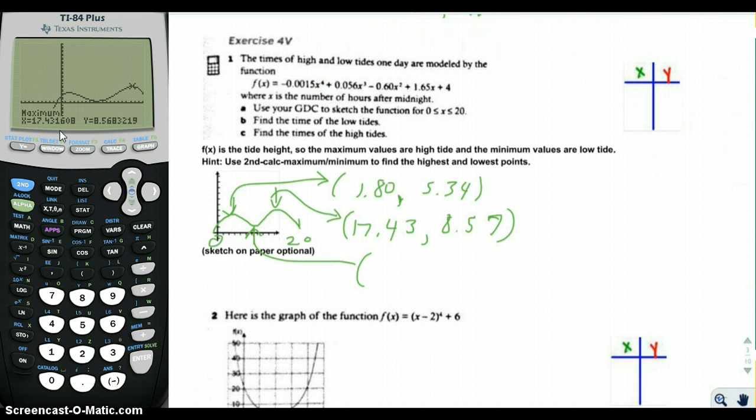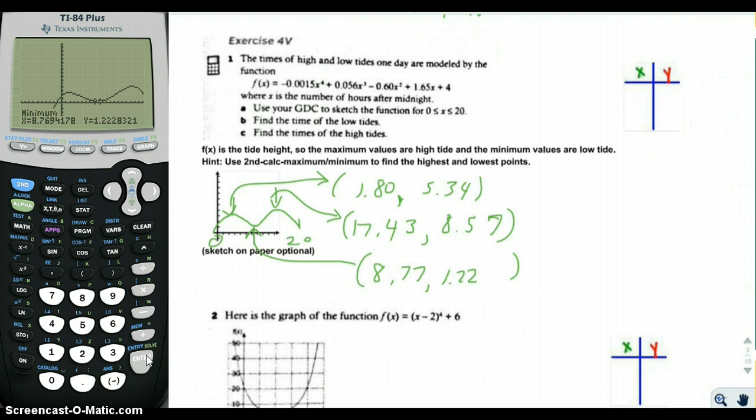The low tide points, let's see, let's find that one. We'll go second calc, minimum, and then we'll go to the left bound. Hit enter, and then go a little bit to the right. And we'll hit enter. Then we hit enter again for the guess. And it tells me that for the minimum it's 8.77 and 1.22 is the height. So let's see what it's asking now.